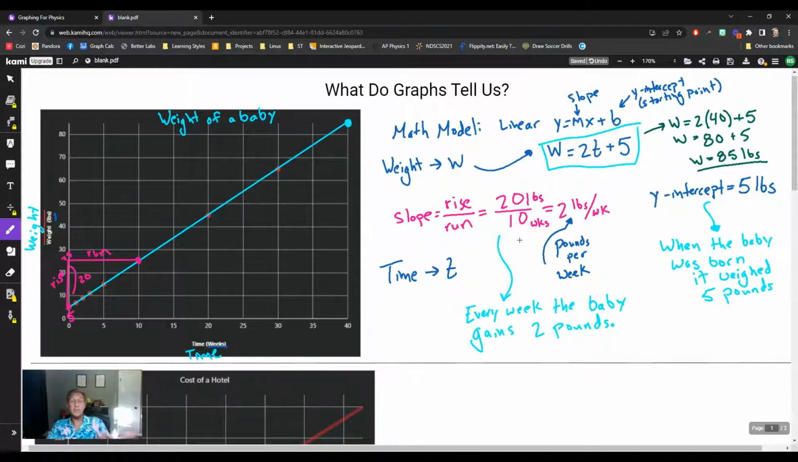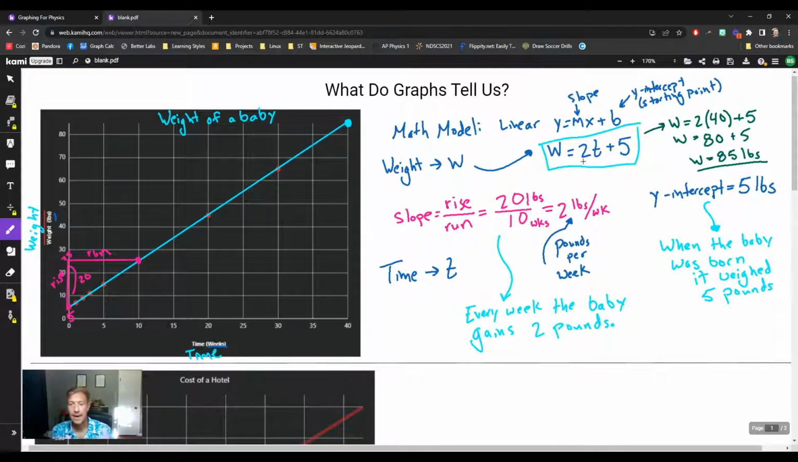So all this information I get from my graph shows me this, and then I can infer all of this information. I can pull all of this from my graph. The slope tells me that every week the baby gains 2 pounds. The y-intercept tells me that the baby was born weighing 5 pounds. And then I can use that model to make a prediction or to know the weight of the baby at any given week, assuming it doesn't change at all, right? Considering that this model stays the same.